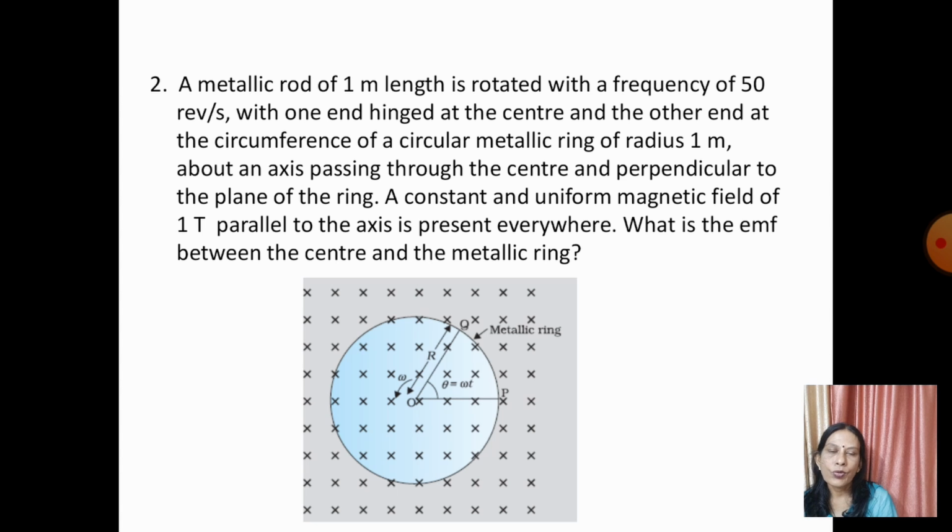This is the case of motional EMF. E is equal to BLV. Here you have to write V in terms of angular velocity, and you can get the answer.